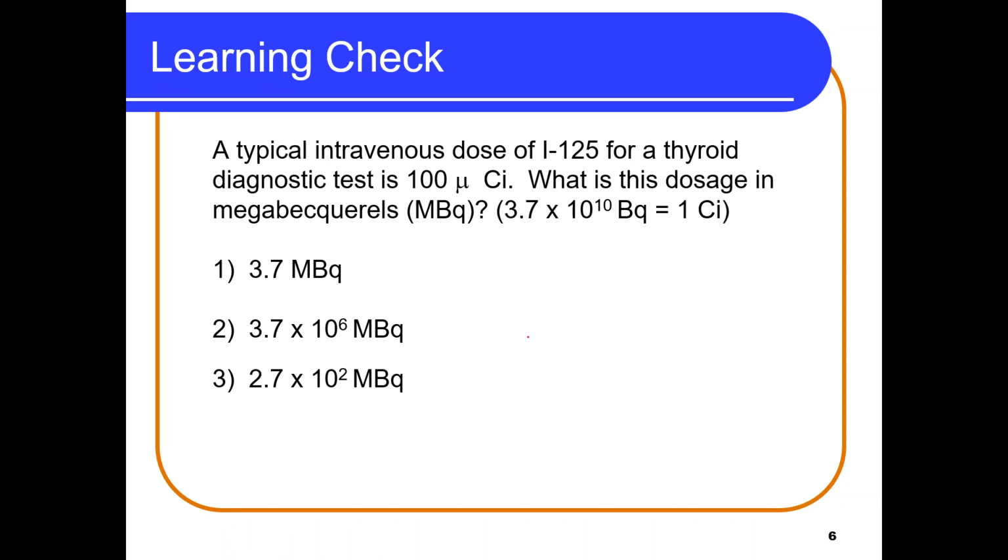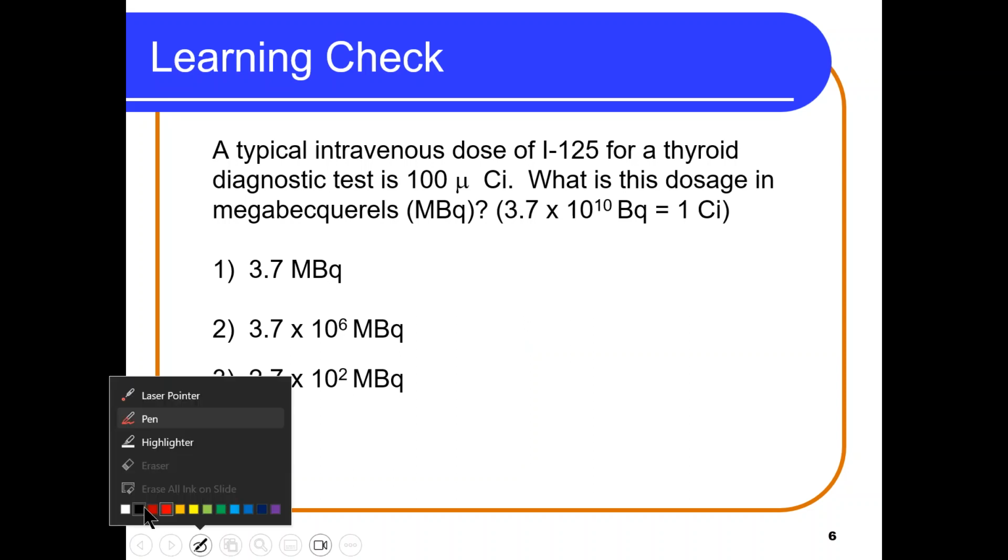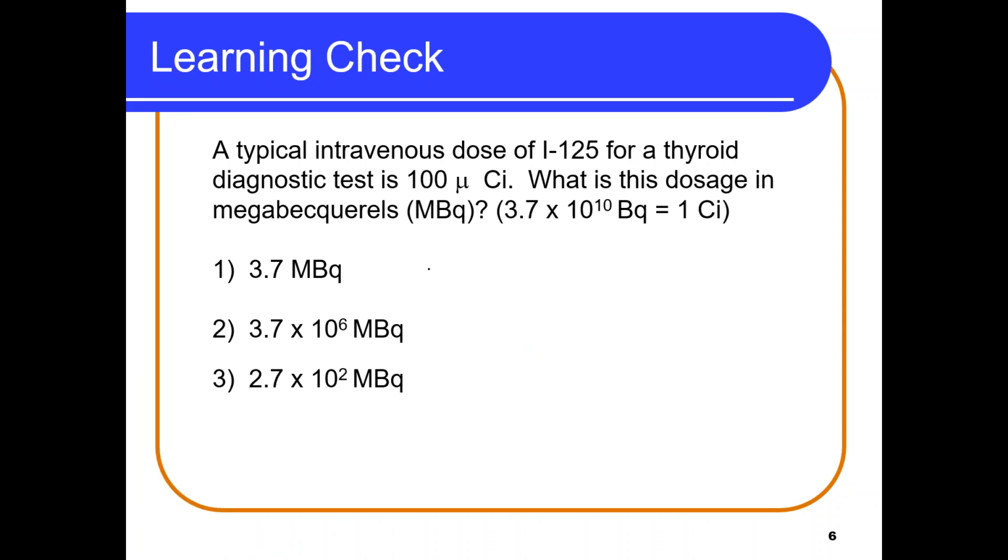Let me turn on my pen function here. What I would do is start off with the 100 microcurie, and I would convert that to curie. Now, micro is 10 to the minus 6, if you look it up in the chart that I've provided for you in Canvas. So I would put 1 microcurie. Let me erase this here. Sorry about that.